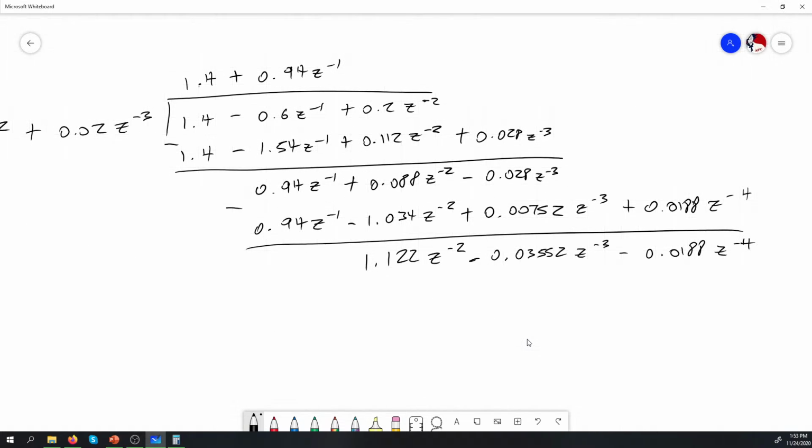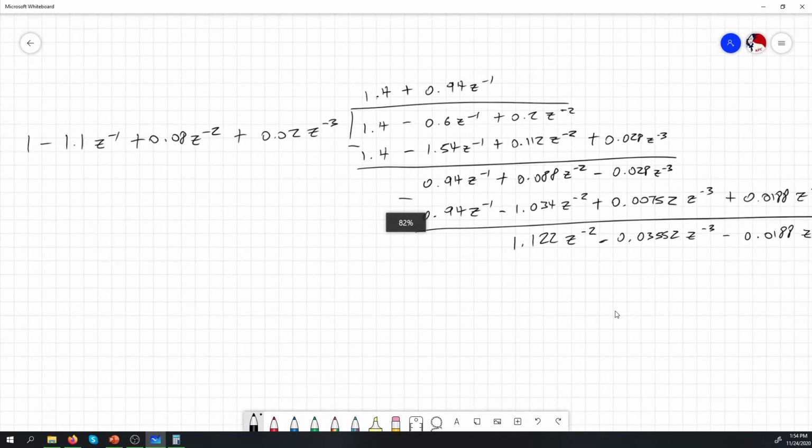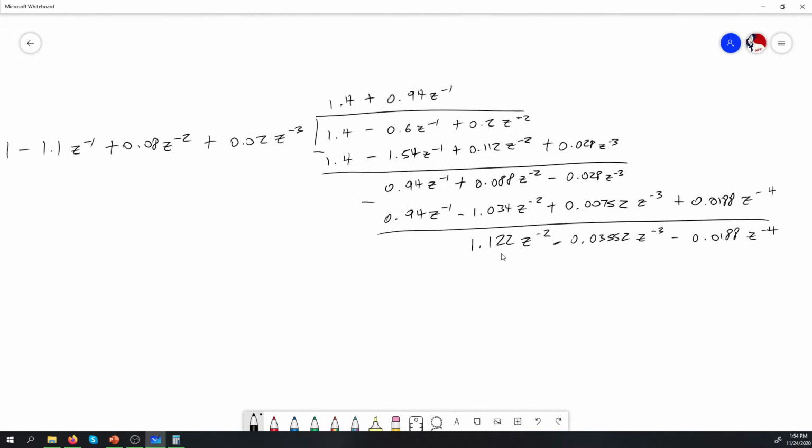So typically, what happens in our long division questions is that they tell you to obtain the quotient or the solution up to a certain power of z. So in this case, if they ask for the solution being up to z to the minus 2, the last step for what we're going to be doing here is we're going to focus on this 1.122 z to the minus 2 value here being divided by 1. So it's going to be plus 1.122 z to the minus 2, and basically stop here for our long division, being our end result.